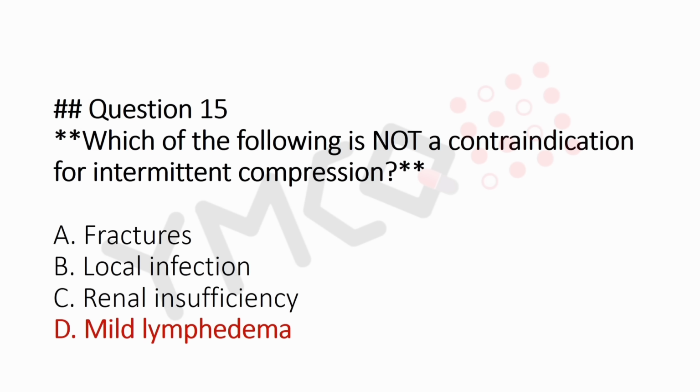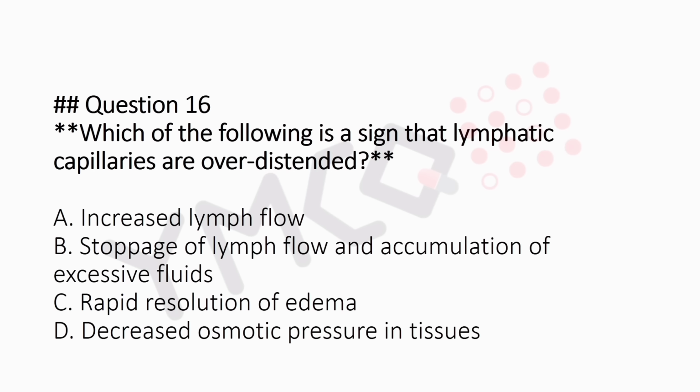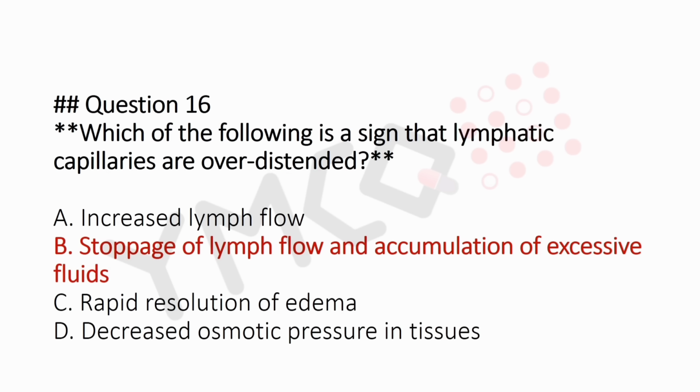Now let's move to question number 16. Which of the following is a sign that lymphatic capillaries are over-distended? Option A, increased lymphatic flow. Option B, stoppage of lymph flow and accumulation of excessive fluid. Option C, rapid dissolution of edema. Option D, decreased osmotic pressure in tissues. And the answer is option B, stoppage of lymph flow and accumulation of excessive fluids.